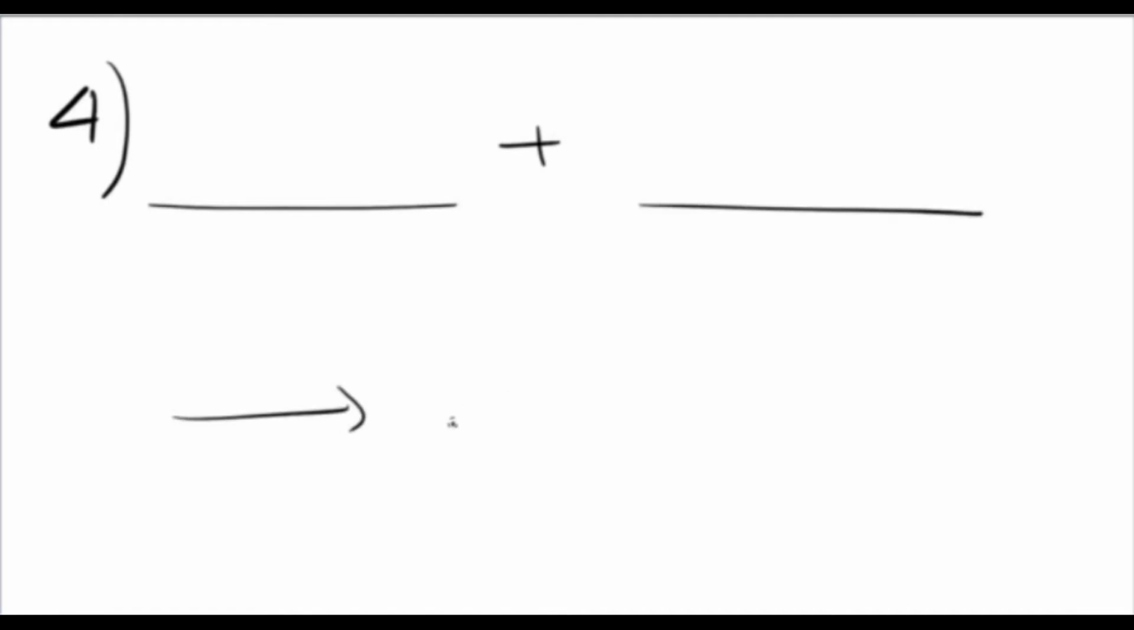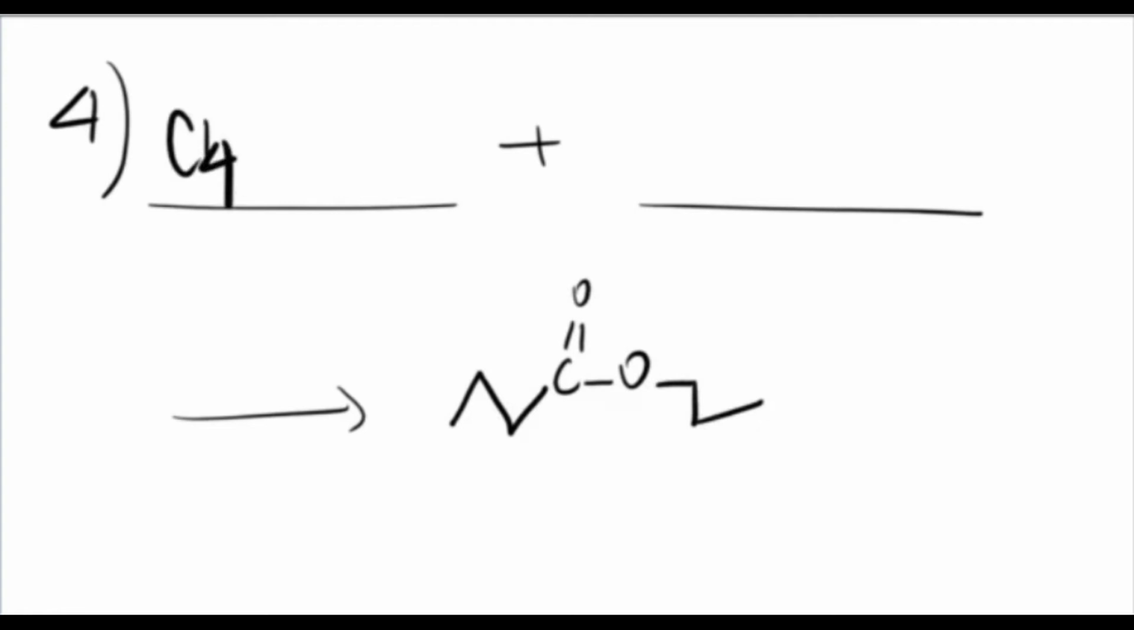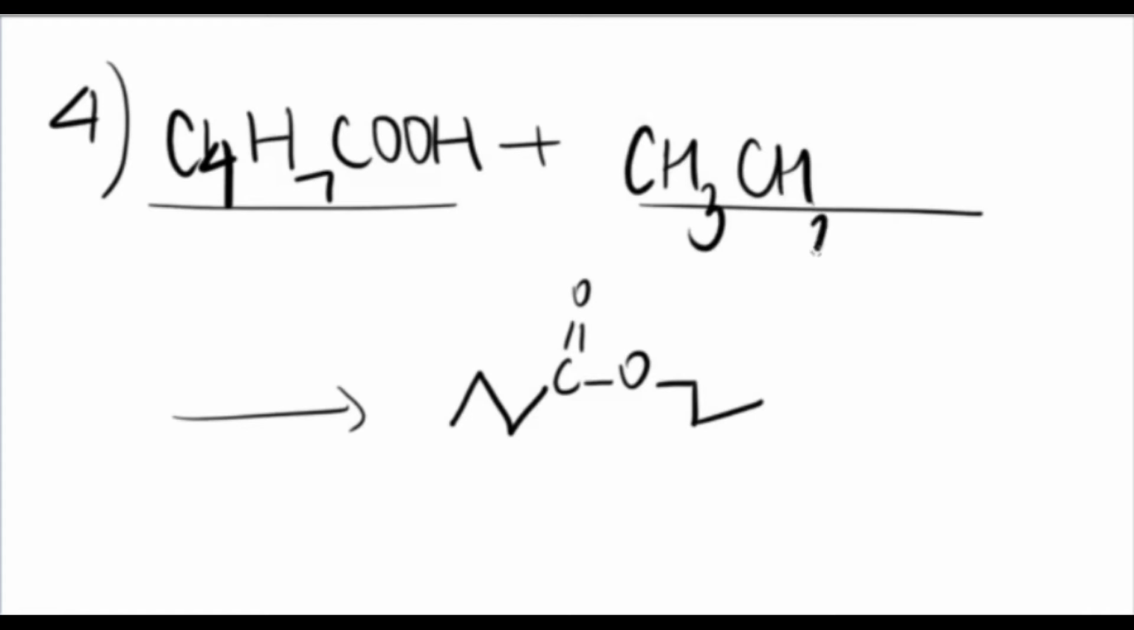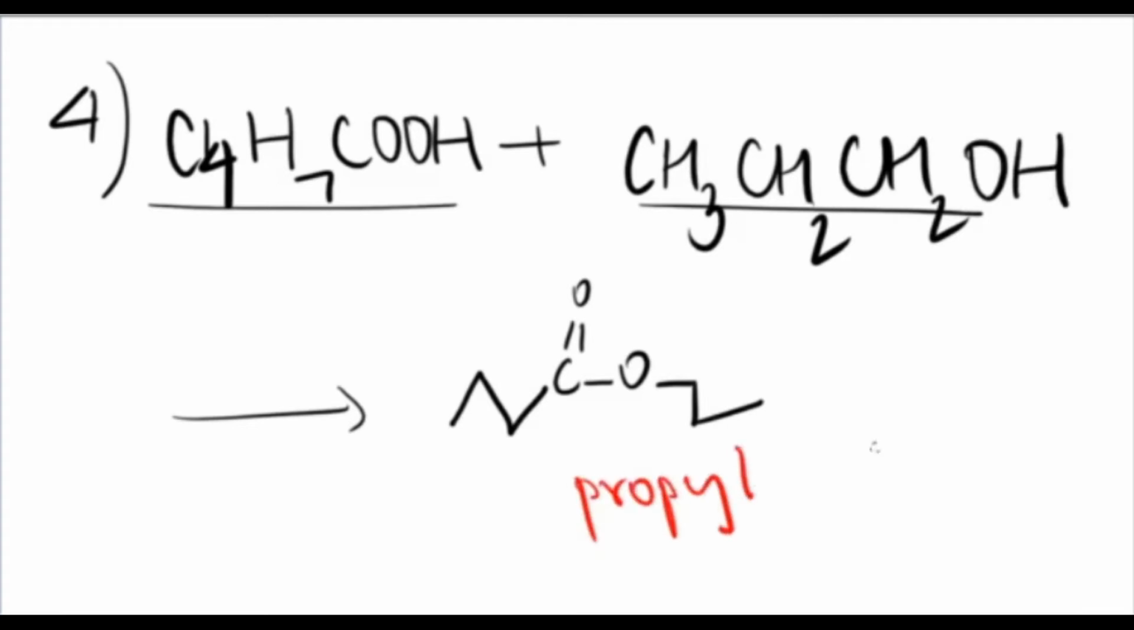And the last question, I had given you the product and you had to tell me the name of the product and the reactants. So this was what the product looked like, and you can see that there is an ester bond, so it has to be an ester. So let's try to guess the alcohol first. You can see there are 3 carbons, so that is going to be propane, so propanol. And you can see that there are 4 carbons from the acid, so it has to be butanoic acid and propanol, giving us propyl butanoate.